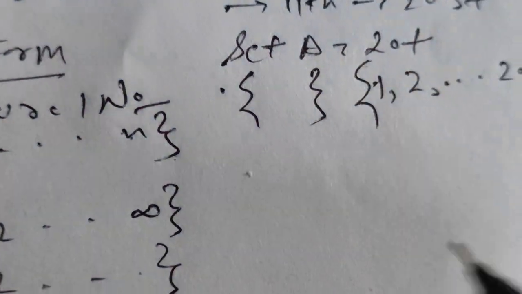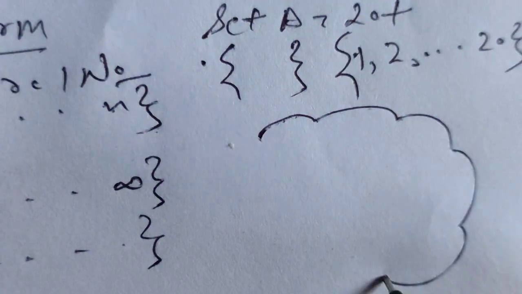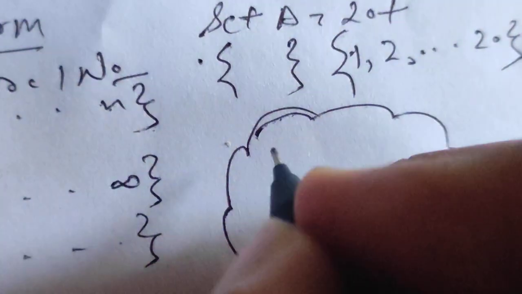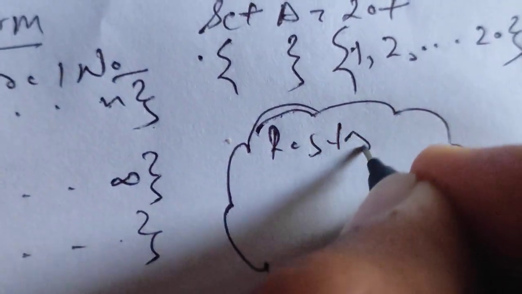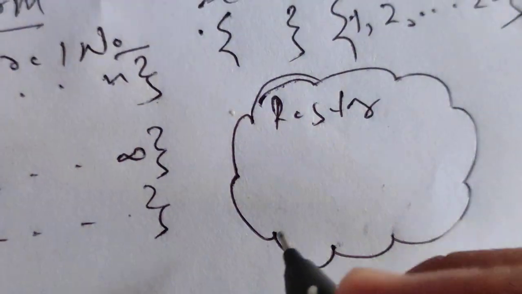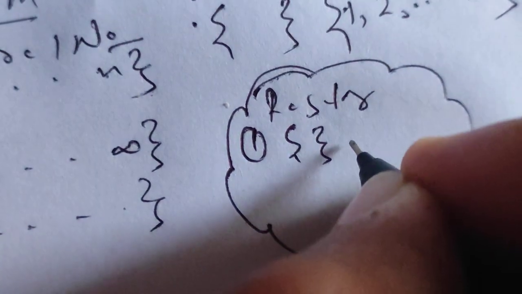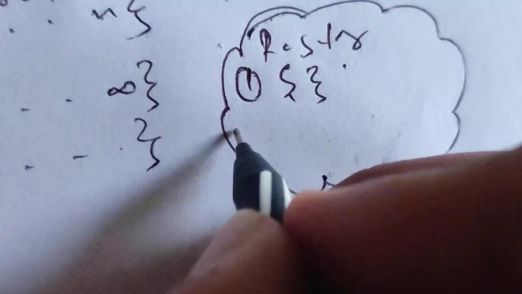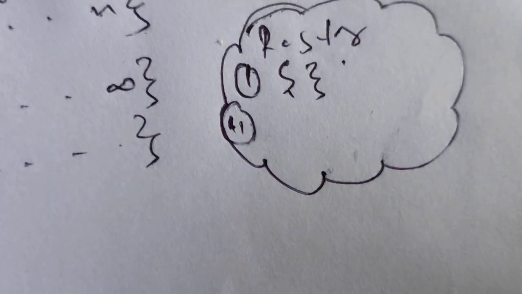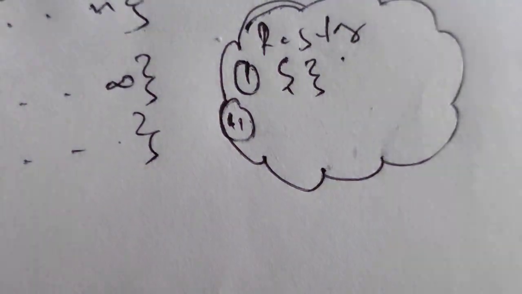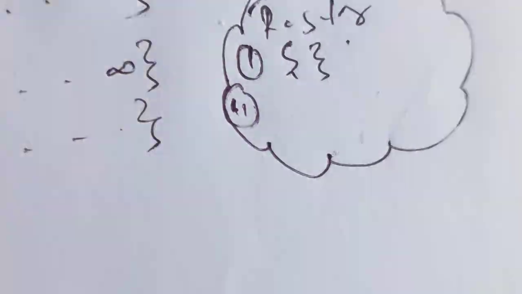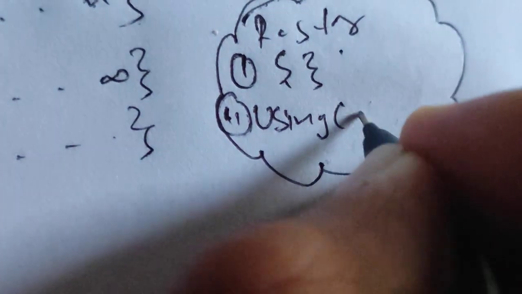As a short note, when we talk about a roster form, first we use curly brackets. Second, all the members are separated from one another using commas.